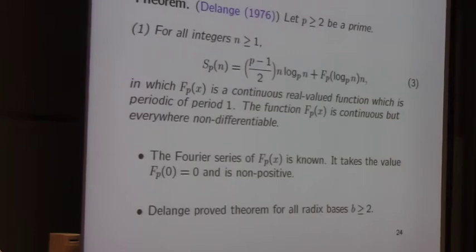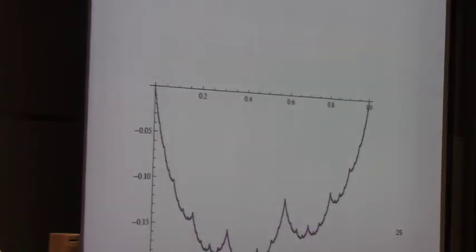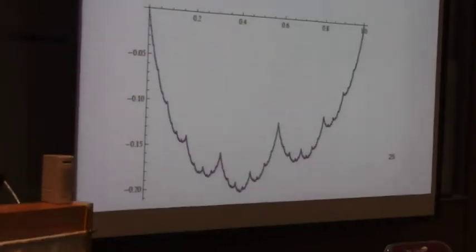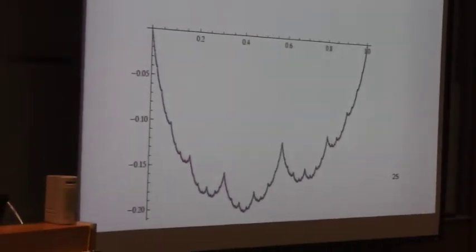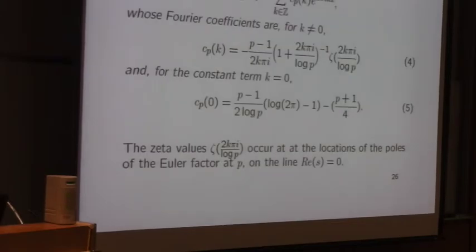Okay. And here's a plot of f_2. So f_2, as I said, is periodic with period 1. It's non-positive, and enough is known about it to prove that it's non-differentiable at every single point. A lot is known about its smoothness. And f_p being periodic with period 1 in this log_p n variable means it has a Fourier series. And Delange computed its Fourier coefficients exactly.